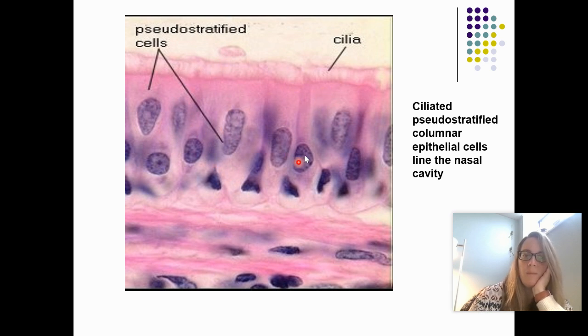So they're made out of ciliated pseudostratified columnar epithelial cells. So this would be the mucosa. This would be the submucosa, so underneath, and this is connective tissue. And if we remember ciliated pseudostratified columnar epithelial cells, epithelial tissue is avascular. So if we remember, we always have to be partnered up with connective tissue.